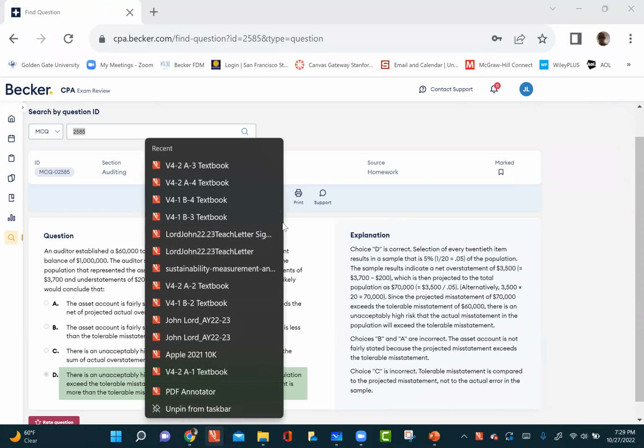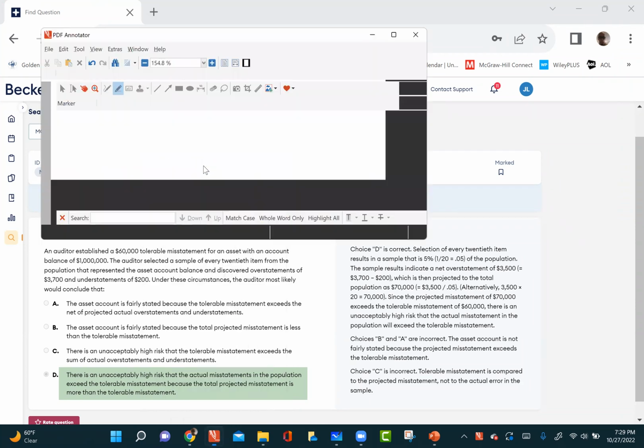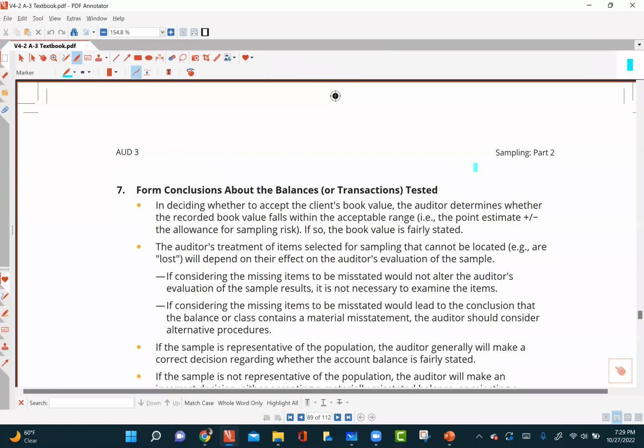What chapter are we in? Chapter 3, page 89. Okay, good. At least it brought me back to the same page. Let's start this over because I think I did mess this up. I got lost in a sea of numbers here, guys. I'm sorry.